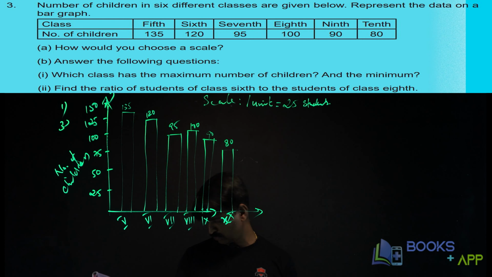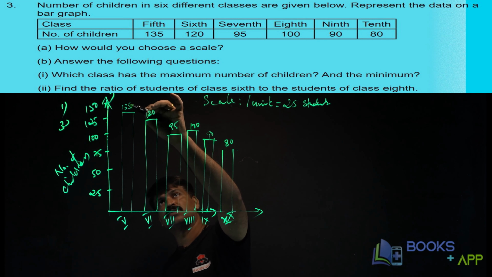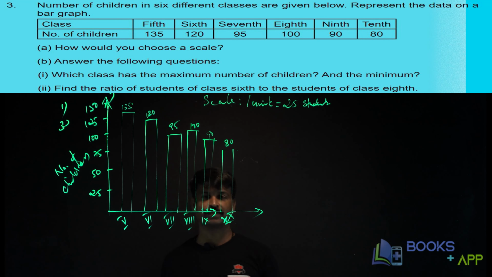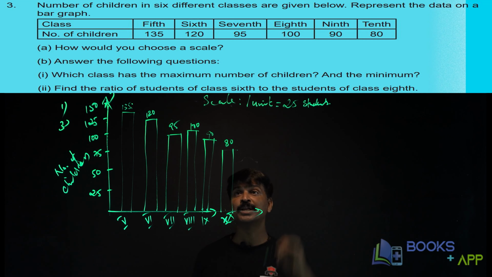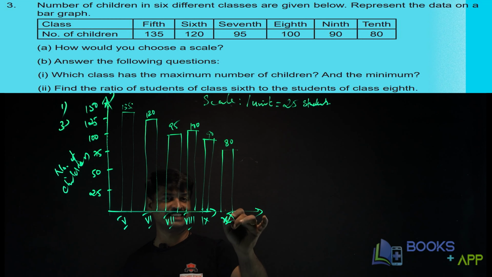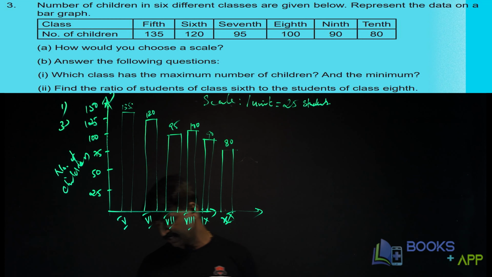Now answer the following questions. First question, which class has the maximum number of children? Yes, 135 is the maximum, 5th class. Which class has the minimum number of students? Yes, 10th class, minimum number, that is 80 in number.